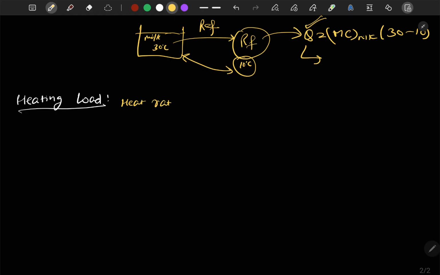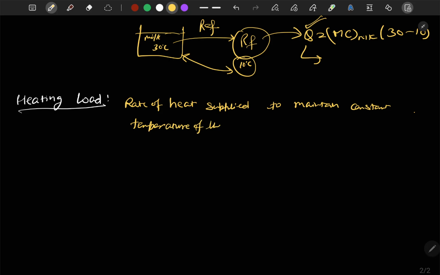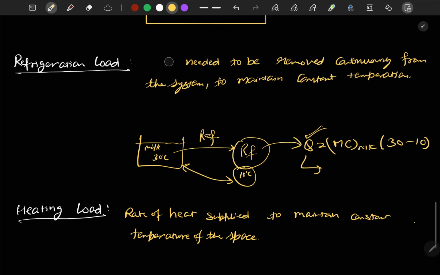Heat rate, or rate of heat supplied to maintain constant temperature of the space. Okay, so this is our heating load.